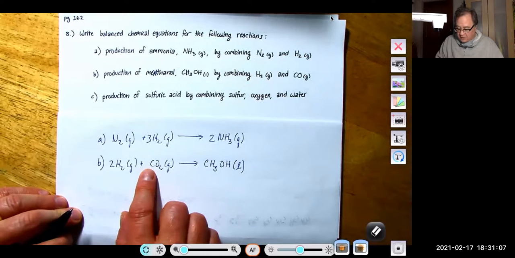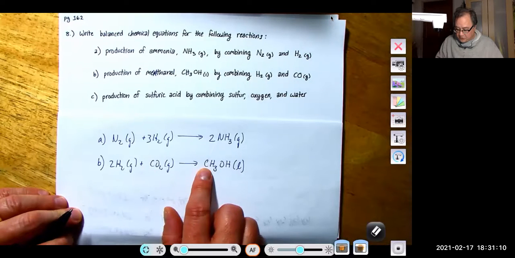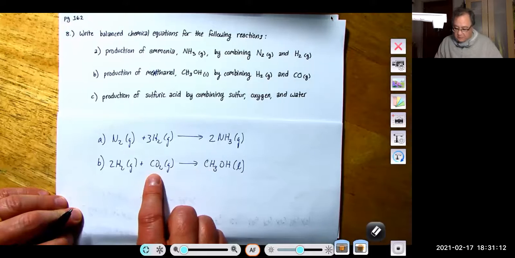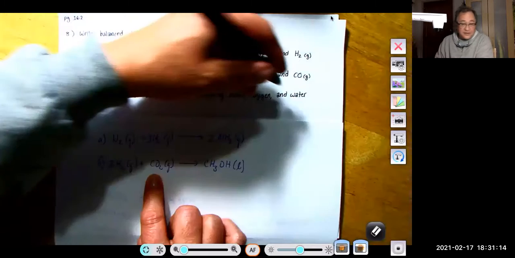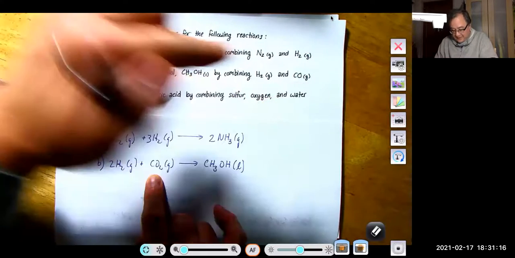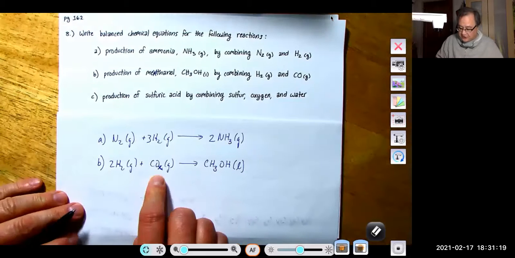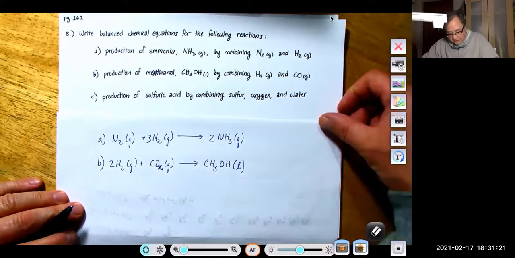1 carbon here, 1 carbon here. 2 oxygens here. Oh, I used the wrong formula. Do you see that? That should just be CO. 1 oxygen and 1 oxygen. So this one is done.